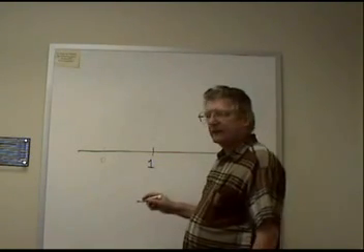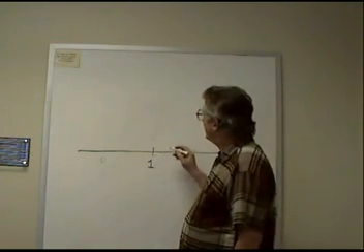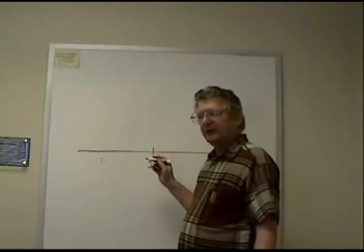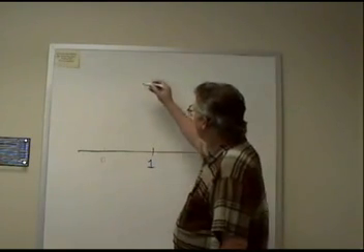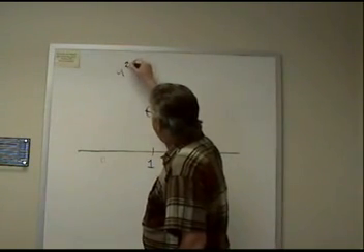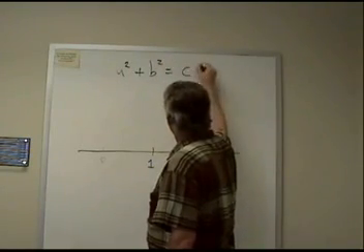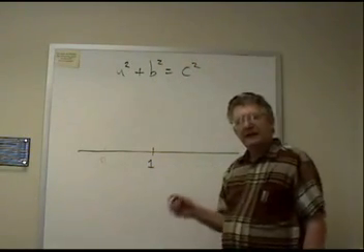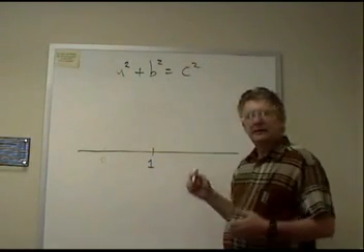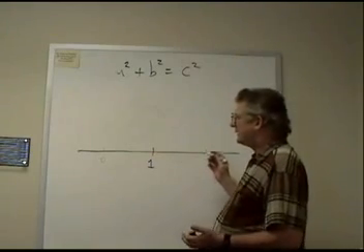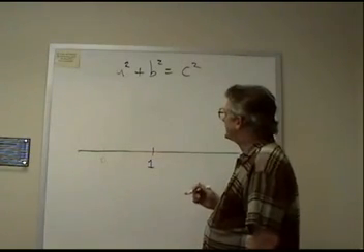Okay, now there's a formula for a triangle. It's a squared plus b squared equals c squared. And with that formula, you can calculate a lot of different things.